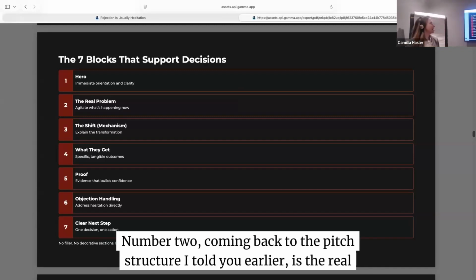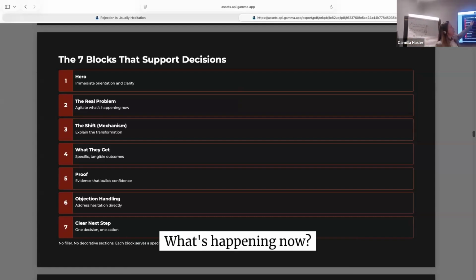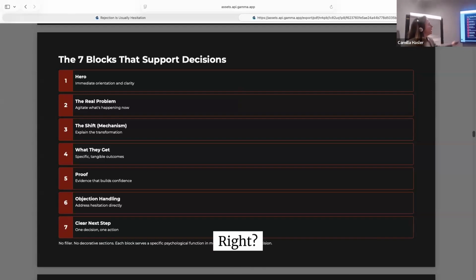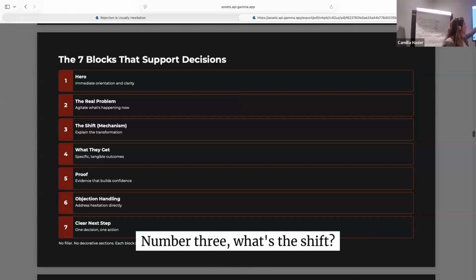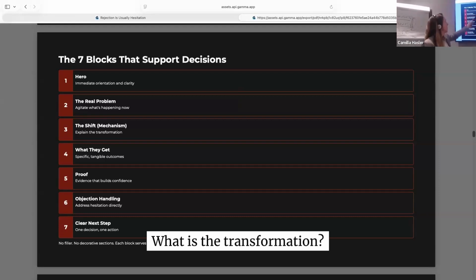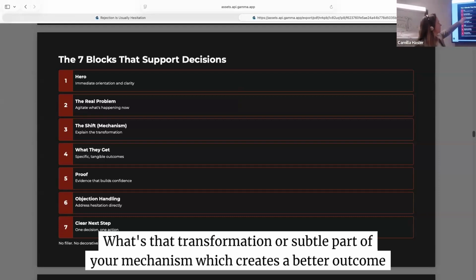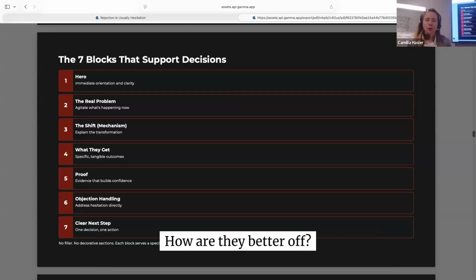Number two, coming back to the pitch structure I taught you earlier, is the real problem. What's happening now? What is the real problem that you're able to solve, and indicating that. Number three, what's the shift? What is the transformation? Or like we touched on earlier, what's that transformation or subtle part of your mechanism, which creates a better outcome for your client? How are they better off?